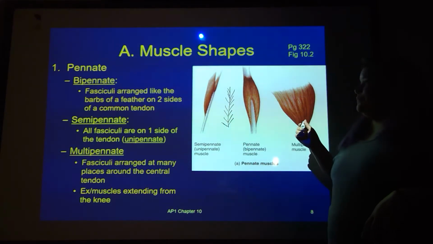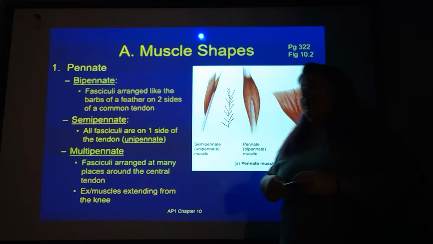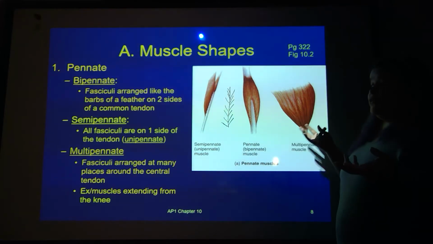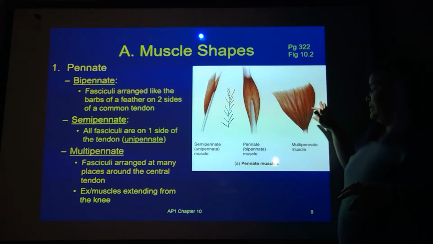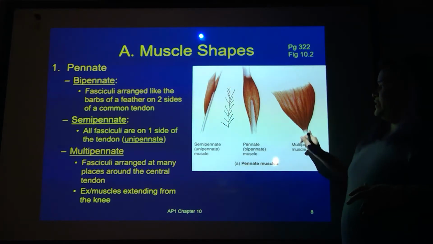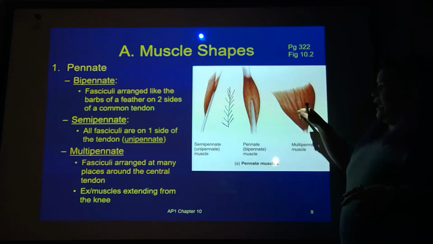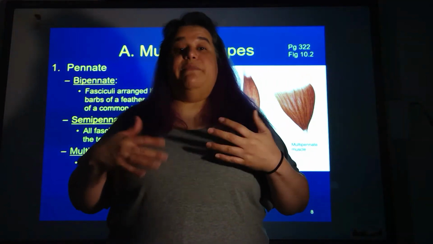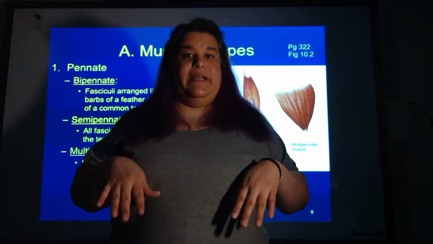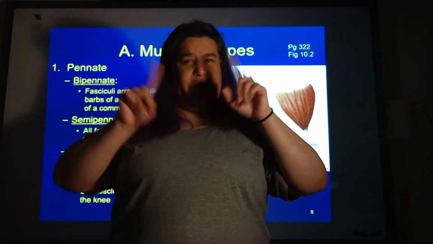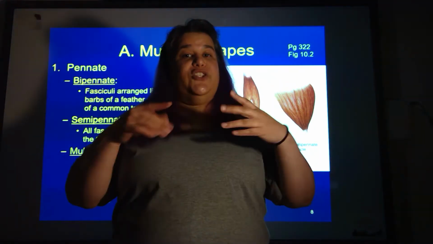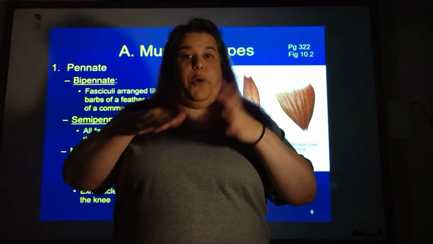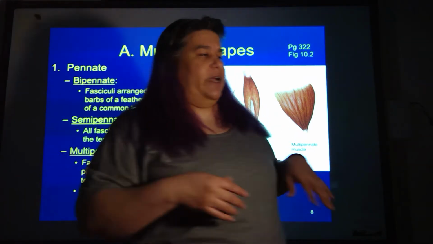All right, now multipennate. Basically, the fasciculi are arranged in many places around that central axis. If you look at this muscle right here, you still have that central axis, but these fasciculi are coming off in multiple directions. That actually does give you quite a bit of freedom of movement at that joint, because instead of just going this way or this way, or only going in one direction because you only have fascicles going in that one direction, now you've got the ability to pull in separate, different directions.